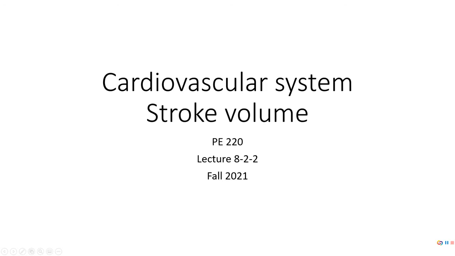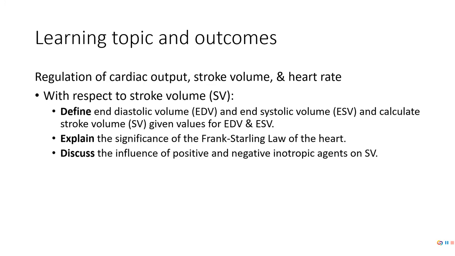After heart rate in our last video, we're going to talk about stroke volume in this video. We've got three different outcomes for this one. What are end diastolic and end systolic volume, which we've already talked about, and how to calculate stroke volume. We're also going to talk about the Frank-Starling law, and then inotropic agents. Last time we talked about chronotropic, this time we're going to talk about inotropic.